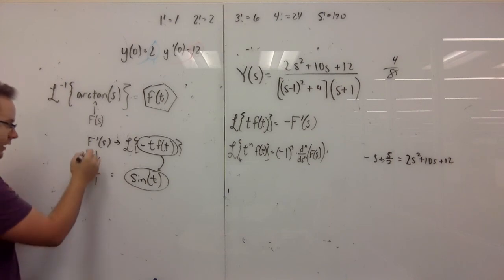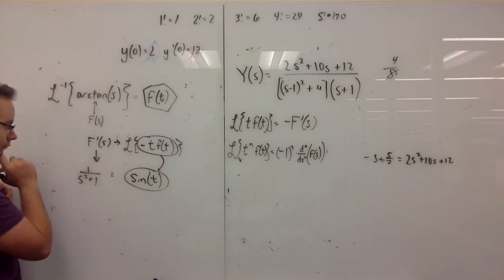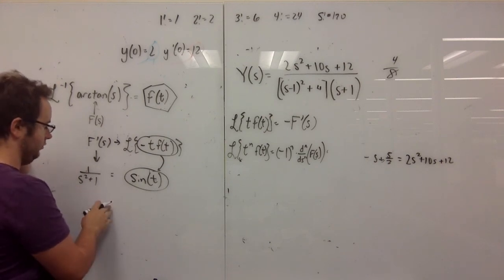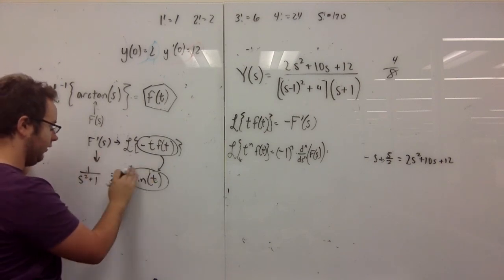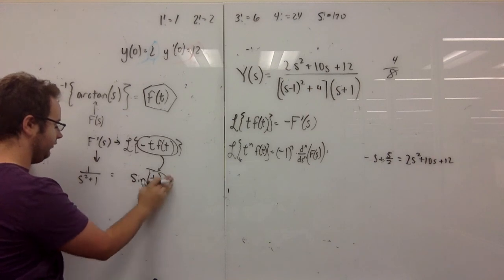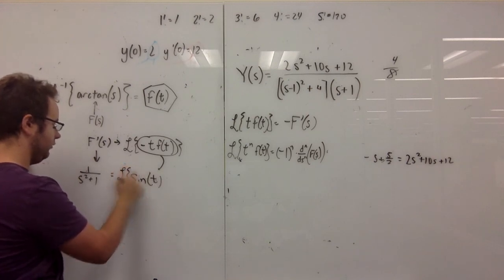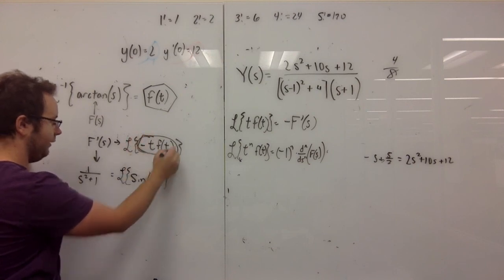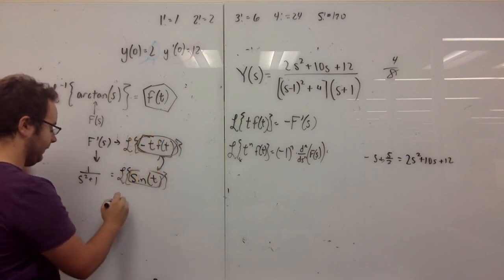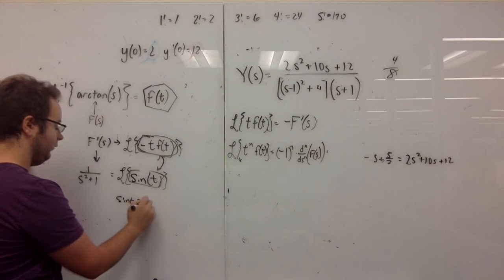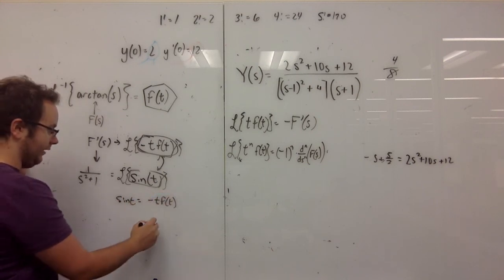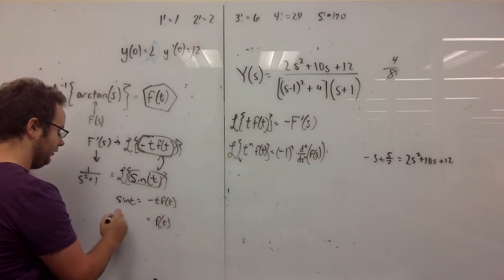But if I want to take... That's right. This is not quite right. We'll just say the Laplace transform of sine of t. These are equal now. This thing in this bubble and this bubble are the same. So sine of t equals negative t f of t. Solve for f of t. Divide both sides by negative t, and you get f of t equals negative sine of t over t.